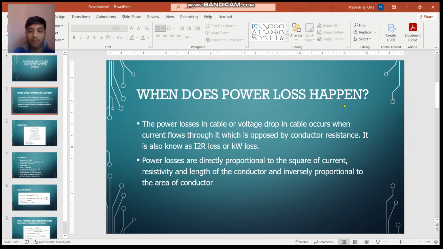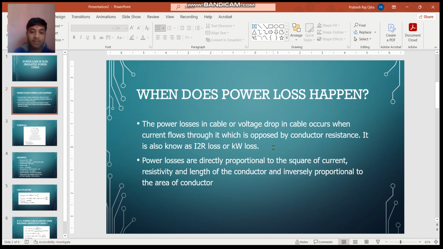So when does power loss happen? Whenever the current flows in the cable, and whenever it is opposed by the resistance of the cable, then there will be the voltage drop, and at the same time the power loss happens in the cable. So it is also called as I square R loss or kilowatt loss.